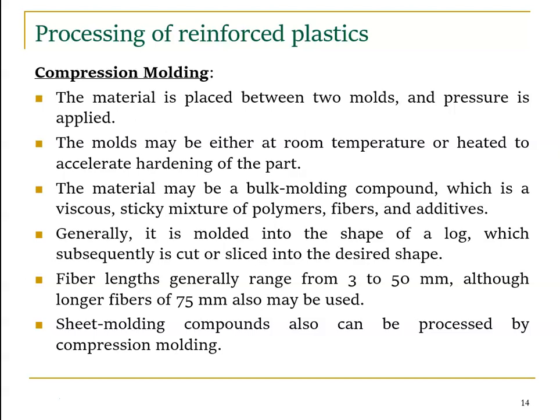hardening of the workpiece. The material may be bulk molding compound, which is a viscous, sticky mix of polymers, fibers and additives, right? So we add some additives to enhance the properties. Generally it is molded into the shape of a log, which is subsequently cut or sliced into the desired shape. Fiber length generally ranges from 3 to 50 mm, although longer fiber of 75 mm may also be used. These are some of the criteria. Sheet molding compounds can also be processed by compression molding, right?